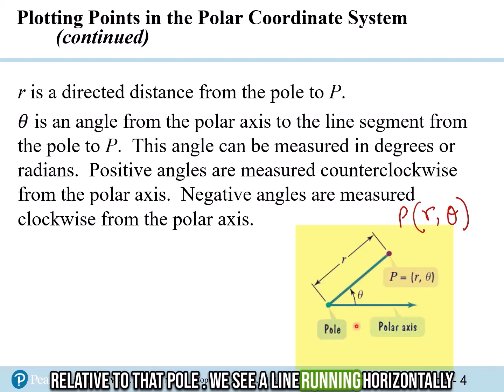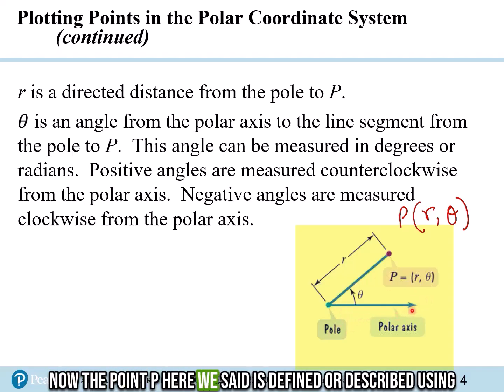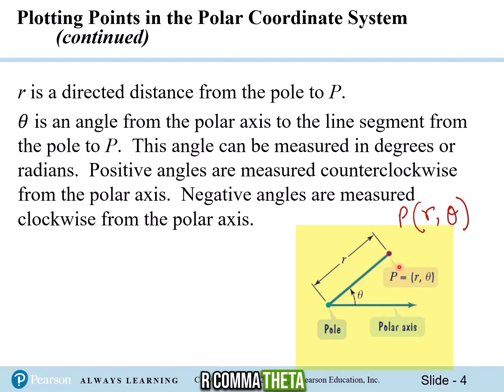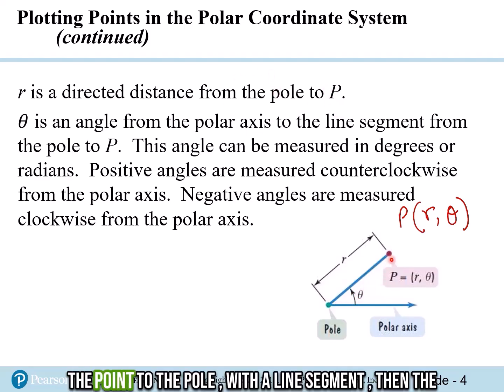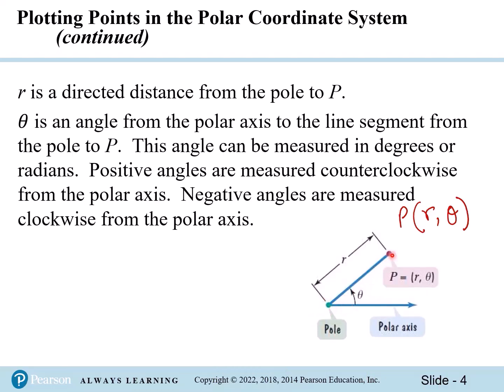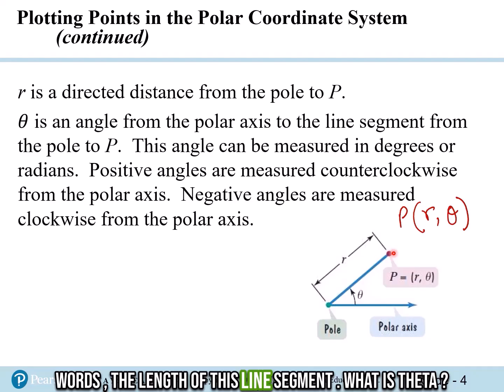We see a line running horizontally right from the pole, and that's known as the polar axis. Now, the point P here we said is defined or described using the coordinates r, theta. What is r? R is a directed distance from the pole to P. In other words, if we connect the point to the pole with a line segment, then the distance of the point from the pole is known as r. It is, in other words, the length of this line segment.